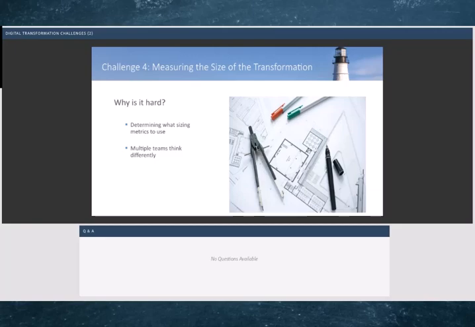So why is it hard? Well, determining what sizing metrics to use can be hard. You might be dealing with an agile team. Someone might like story points more, and somebody else might want to use epics or features. So we have to bring everybody on the same page because multiple teams think differently.